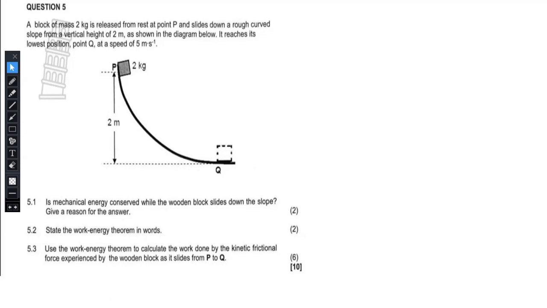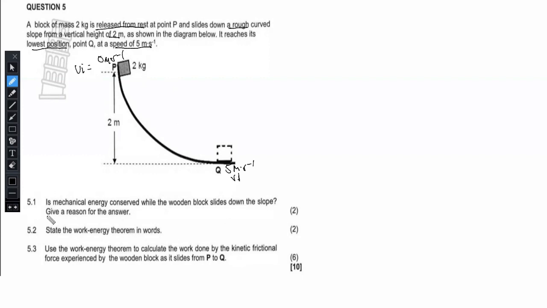Okay, so we have question 5 on work, energy, and power. It says a block of mass 2 kg is released from rest at point P and slides down a rough curved slope from a vertical height of 2 meters, as shown in the diagram below. It reaches its lowest position, point Q, at a speed of 5 meters per second. So from rest, 0 meters per second, and reaches point Q at 5 meters per second. So initial velocity, final velocity.